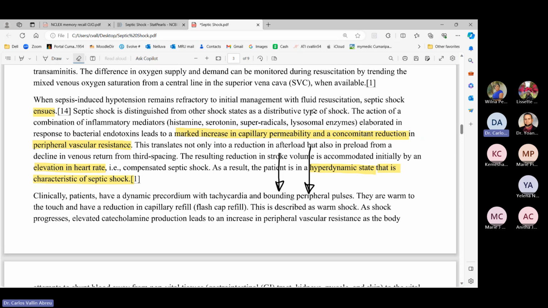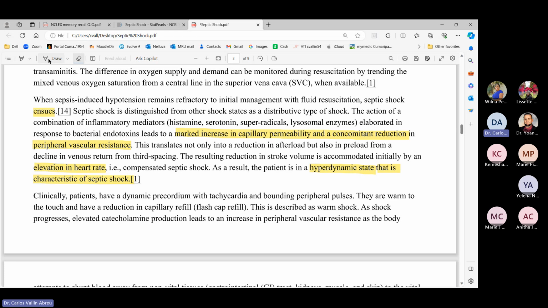I don't think it's going to be a question, but you know that shock is a syndrome, and there are different types of shock. You have hypovolemic shock, cardiogenic shock, obstructive shock, and distributive shock. The hypovolemic shock is the easiest to understand and the best known by all of us.